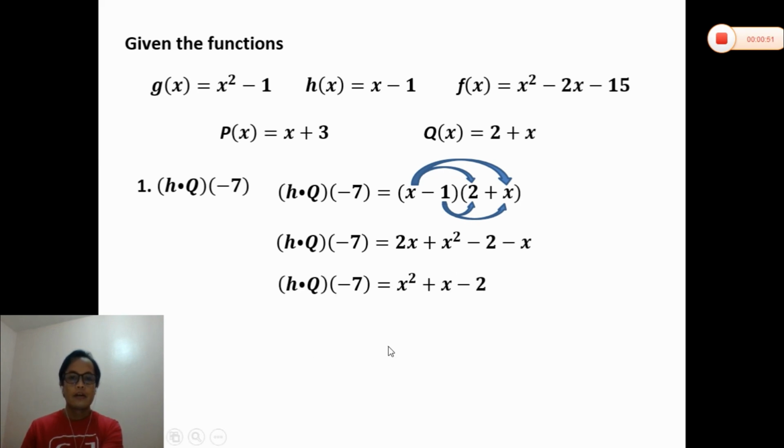Then combine like terms, 2x minus x. So we have 2x minus x is positive x. Then copy the constant negative 2.